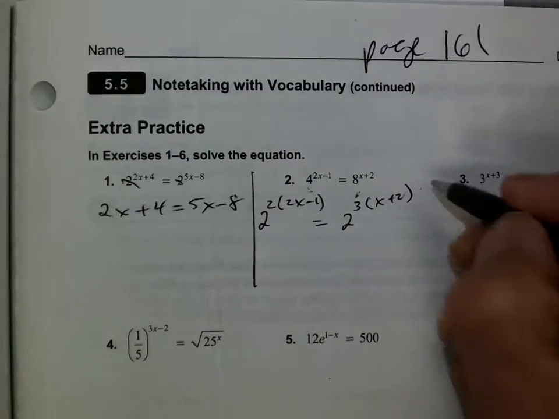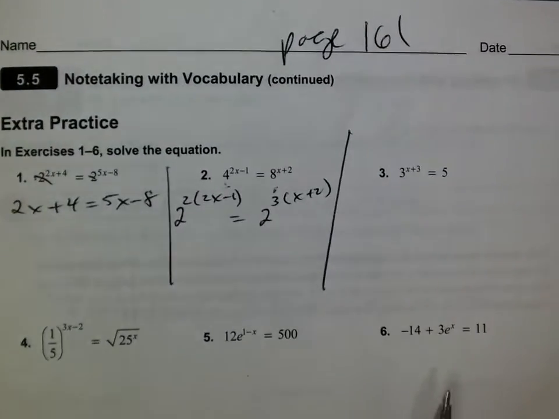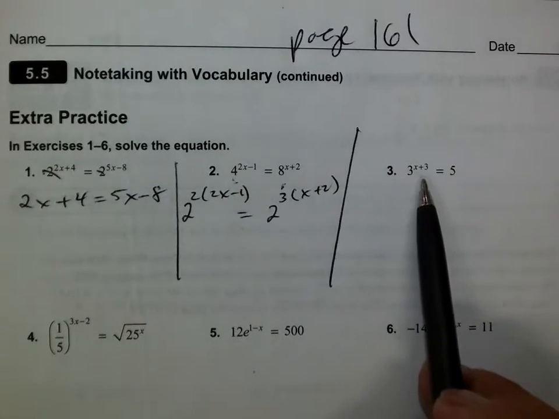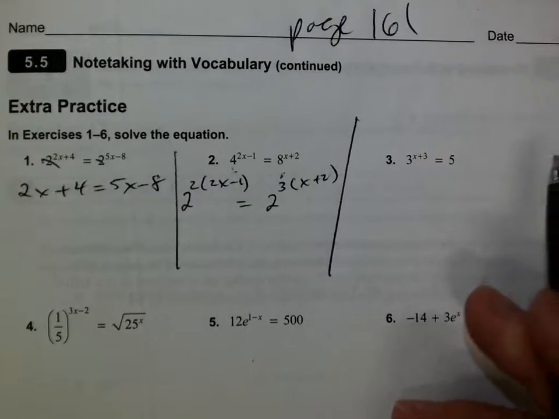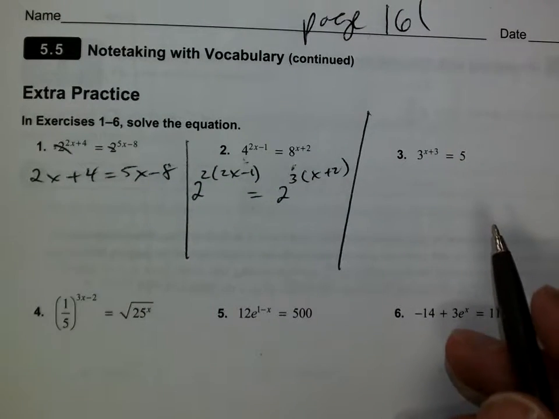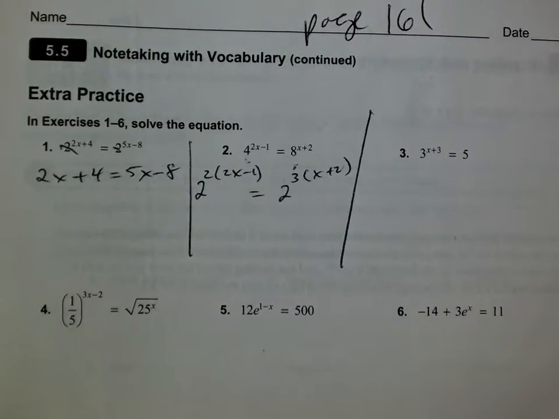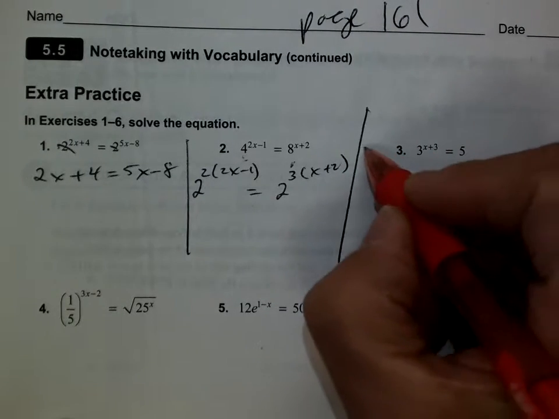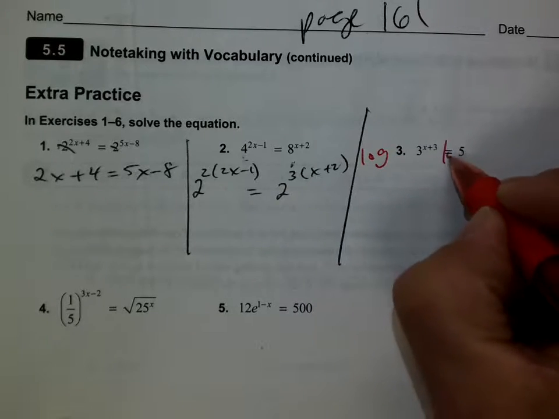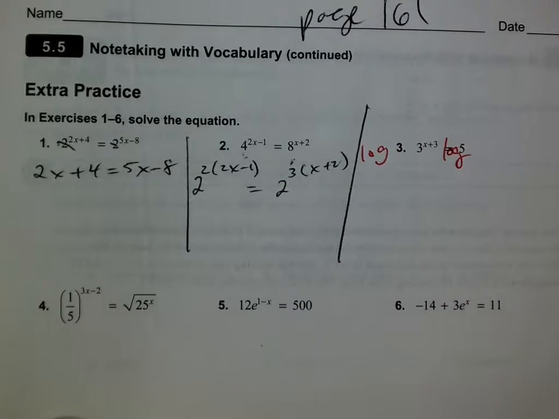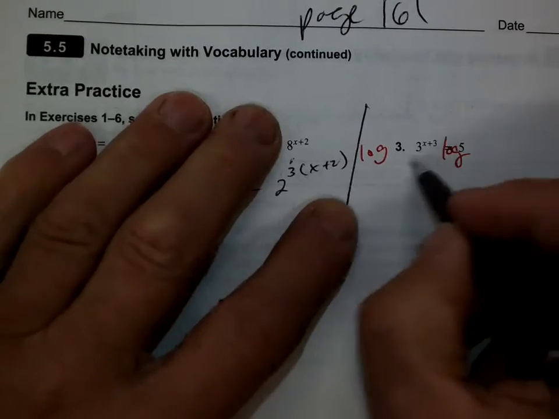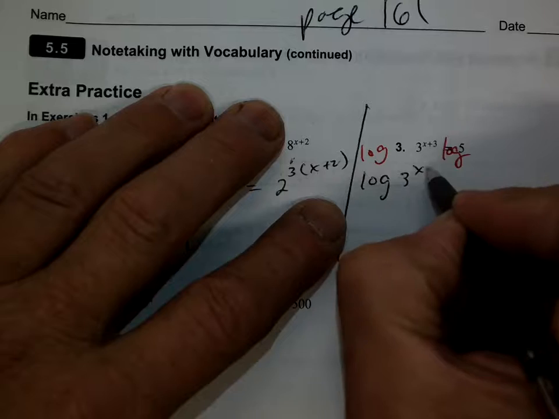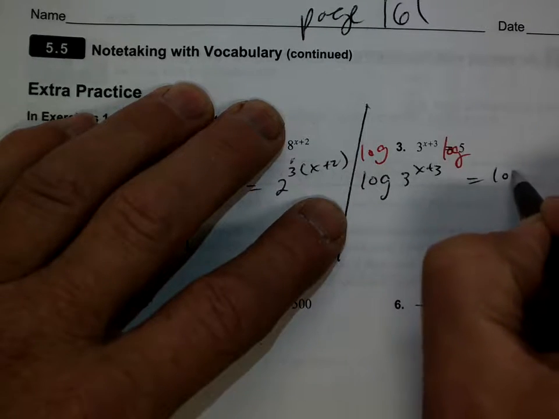All right, let's go back to 3. I cannot make a 3 into a 5, and I can't make a 5 into a 3. They're different bases, so I cannot make the same bases, and we're going to have to take the log of them. I need to get the x plus 3 down. To get it down, I'm going to take the log of both sides. So we take the log of 3 to the x plus 3 equals the log of 5.